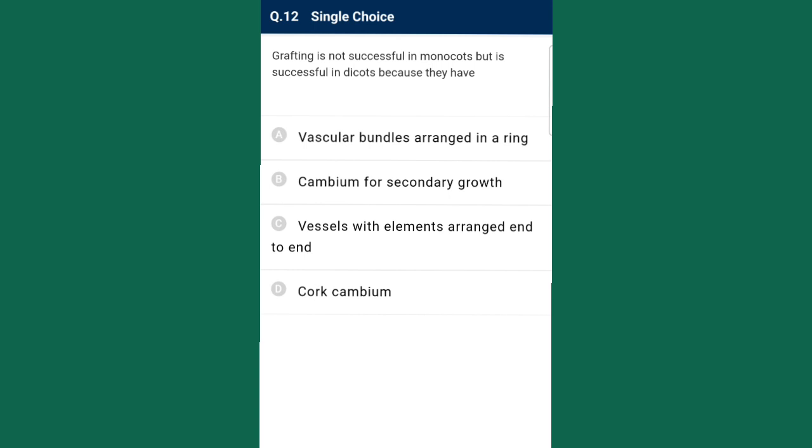Question number 12. Grafting is not successful in monocots, but it is successful in dicots because they have grafting or graftage is a horticultural technique where plant tissues are joined together to continue their growth together as a single plant. The upper part of the combined plant is called the scion, while the lower part is called as rootstock, which is attached to the ground. So the answer for this question is option B, cambium for secondary growth. Grafting is not successful in monocots due to the absence of cambium for secondary growth.